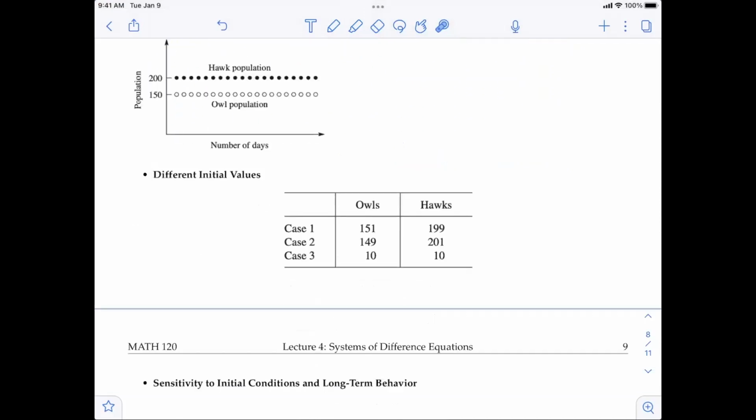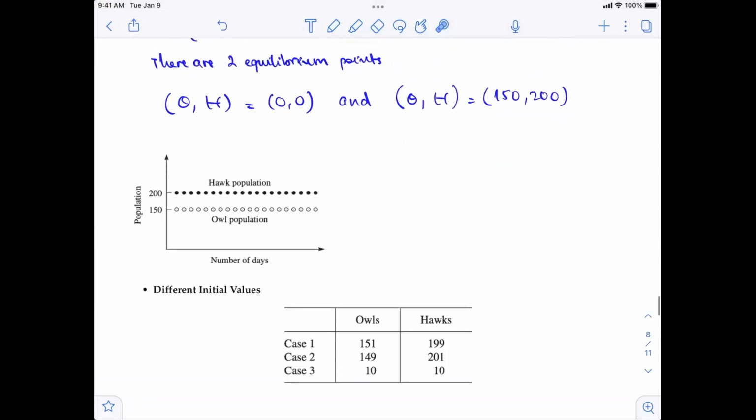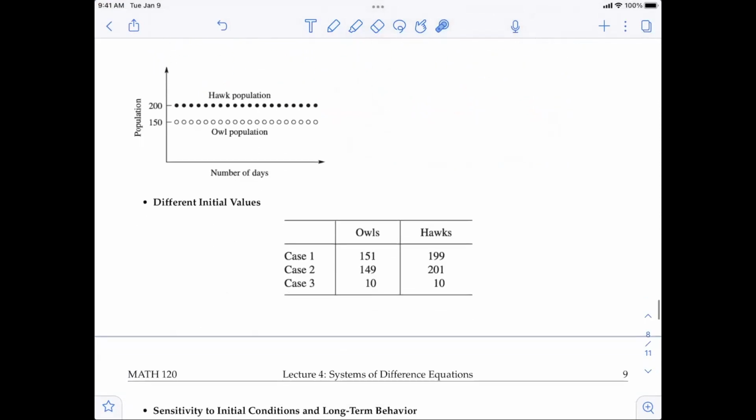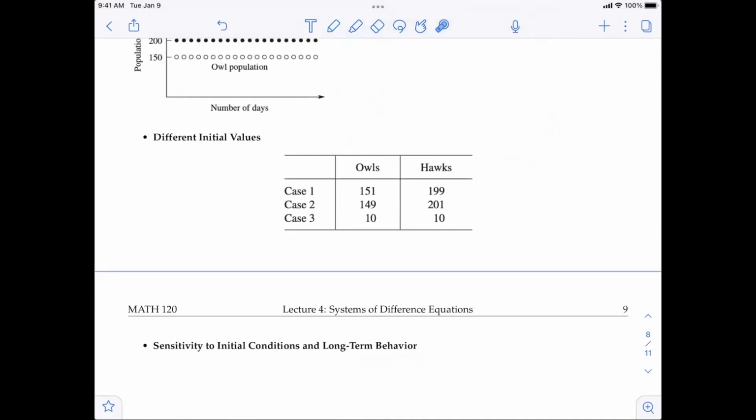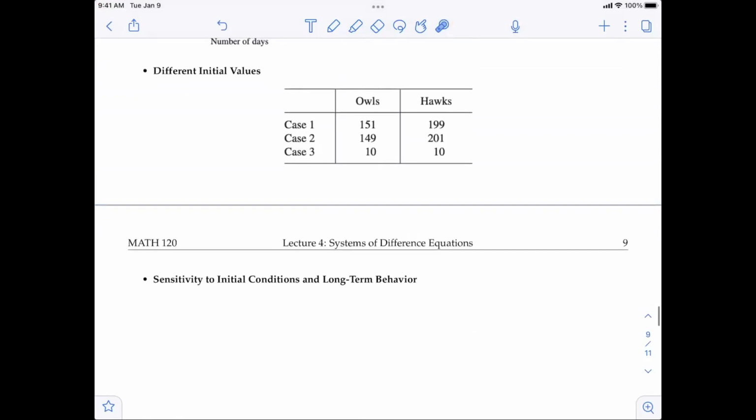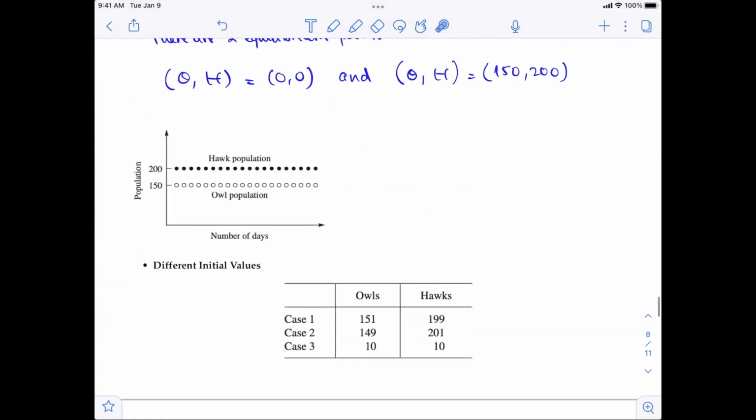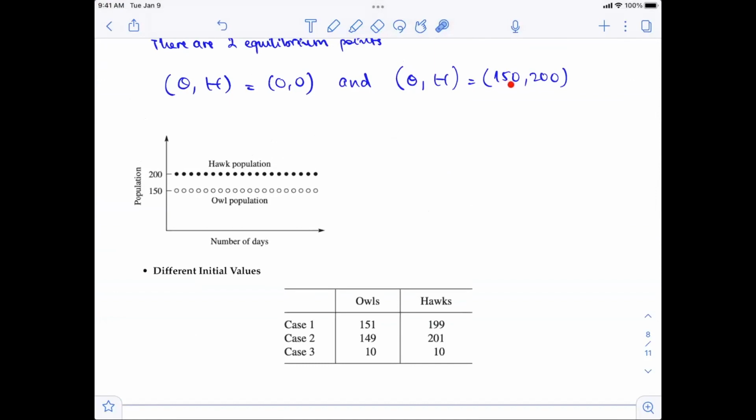However, we want to see whether these two equilibrium points will be stable or unstable. Right, so we're going to test the system using different initial values. What I'm going to do is slightly change the number of owls and the number of hawks in the populations. So in the first case, you have 151 owls and 199 hawks. So the change in the owl population is 1, and the change in the hawk population is just 1 as well, right?